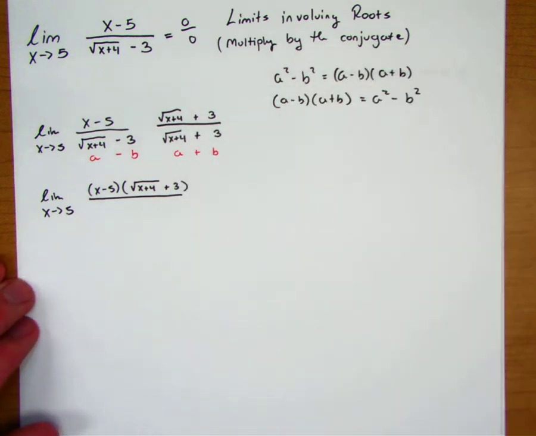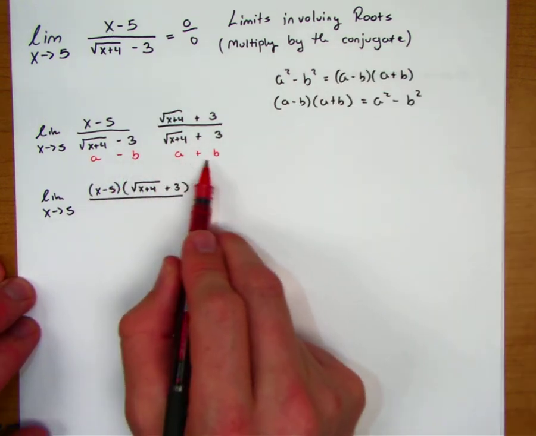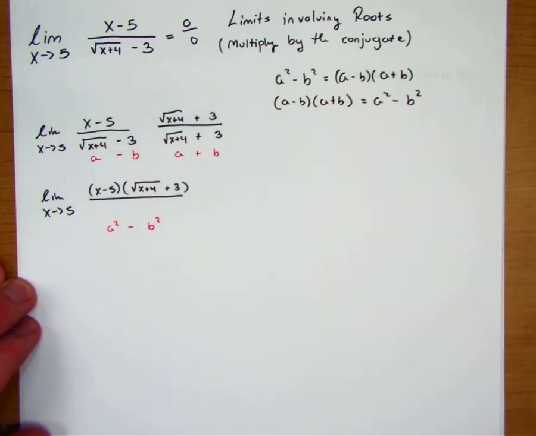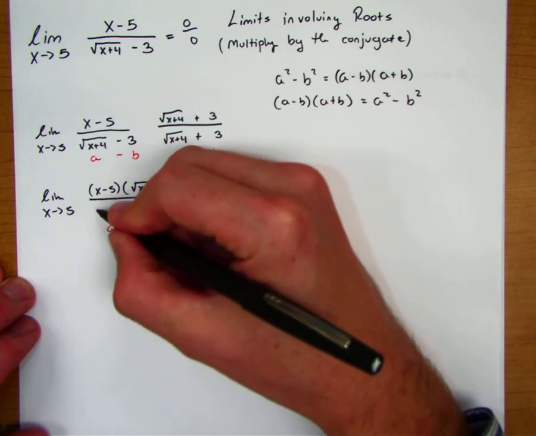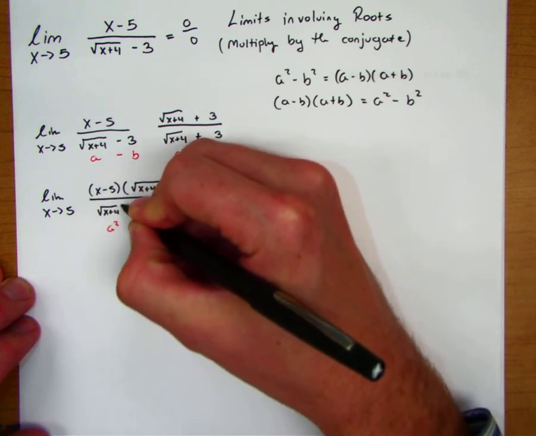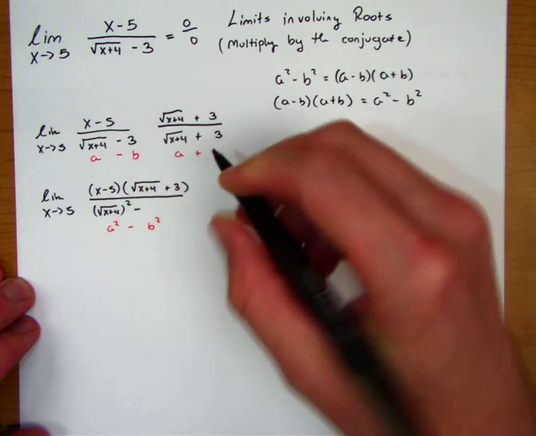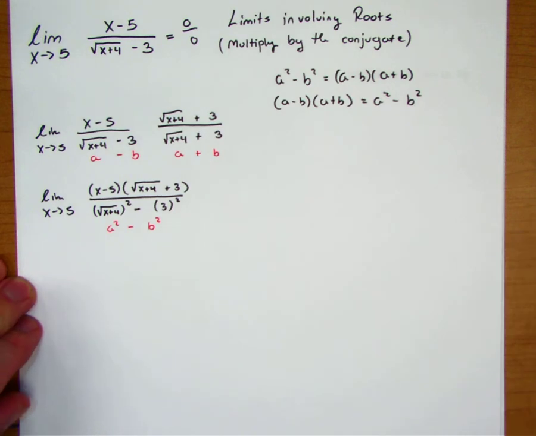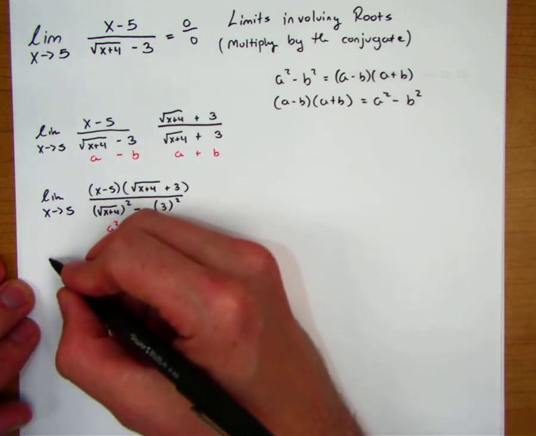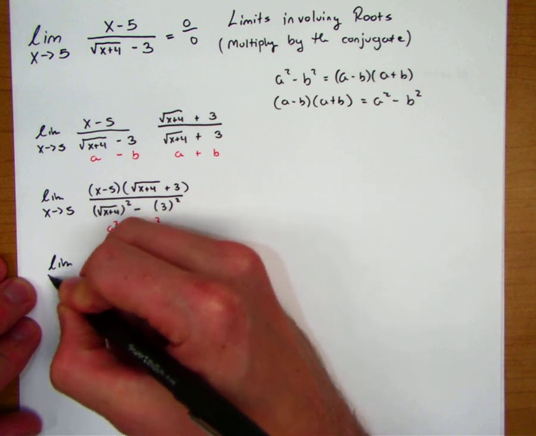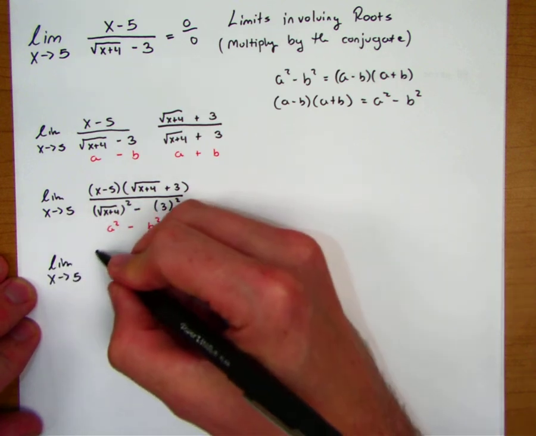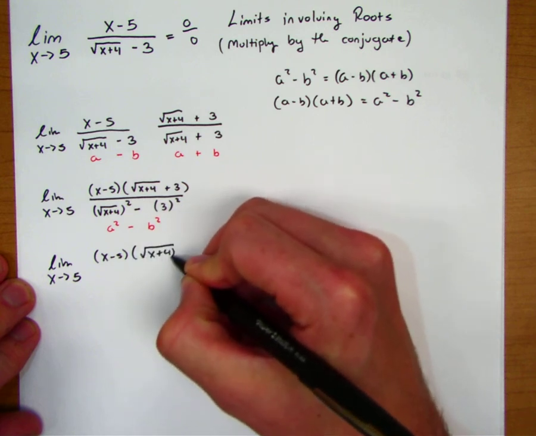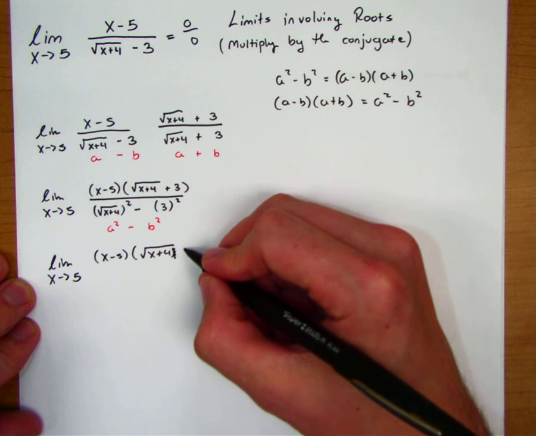In the denominator, though, when we multiply a minus b times a plus b, we do end up with a squared minus b squared. My a term, again, is root x plus 4, so this is root x plus 4 all squared. Minus my b term is 3, so that's 3 squared. Now I've got this combined into one fraction. I'm going to go ahead and simplify it. Limit x goes to 5. Still in the numerator, x minus 5, and then the square root of x plus 4, don't need a parenthesis there, plus 3.